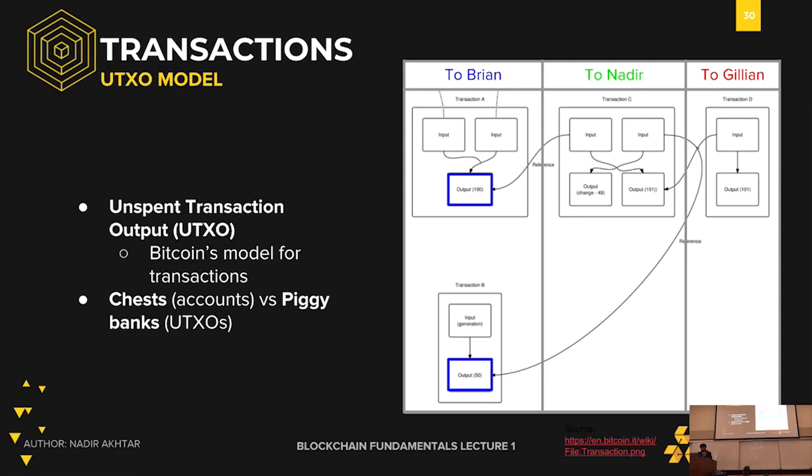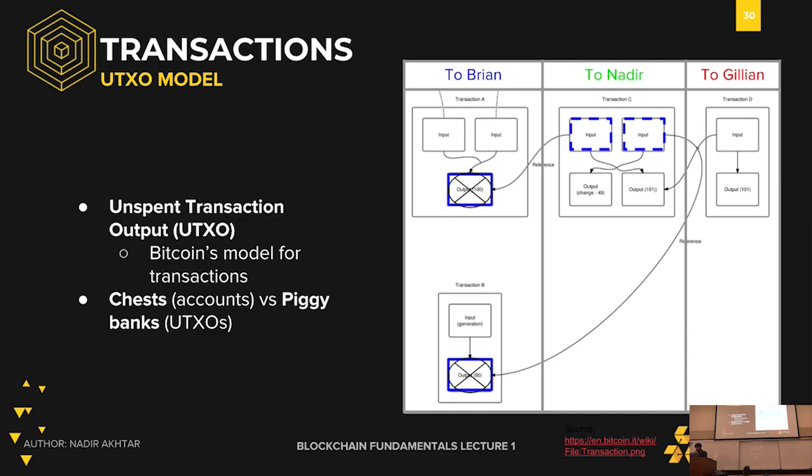All right. So let's go into one example. Let's say that Brian's a billionaire because he bought the Bitcoin in 2008, 9, 10, and he wants to send me 101 Bitcoin. So he has currently two transaction outputs, one of 100 at the top and one of 50 at the bottom. He wants to send me 101. He says, all right, let me break open this first piggy bank. That's 100 Bitcoin as input to Nadir so far, but I need more. I need to give him exactly 101.